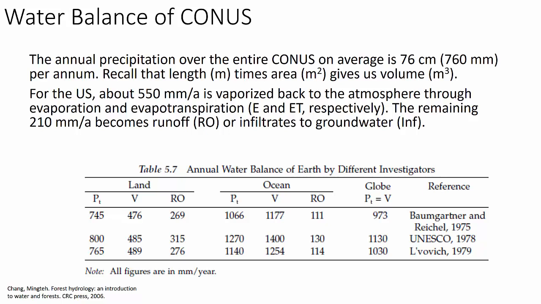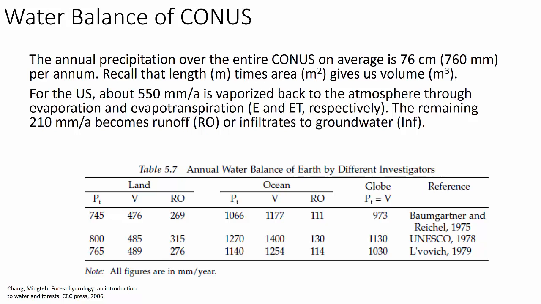You roughly have precipitation between 745 millimeters and 800 millimeters a year, evaporation between 475 and 490 millimeters a year roughly, and runoff between 270 and 315 millimeters per year. Of course, these vary dramatically by where you are.